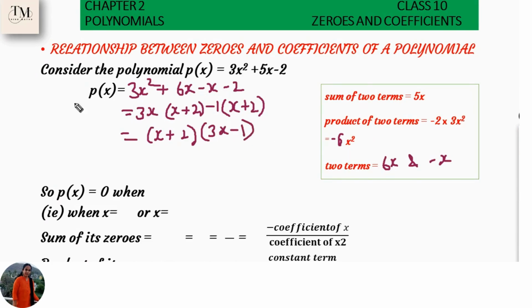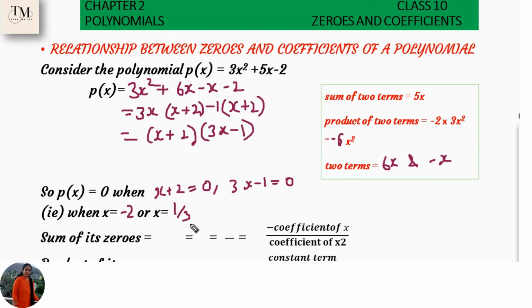3x minus 1. So in order to get p of x equal to 0, either x plus 2 should be equal to 0 or 3x minus 1 is equal to 0. So if x plus 2 is equal to 0, then x is equal to minus 2. If 3x minus 1 is equal to 0, then x is equal to 1 by 3, because 3x equal to, if minus 1 goes to RHS, then 3x will be equal to plus 1. Then x is equal to 1 by 3. So when x is equal to minus 2 and when x is equal to 1 by 3, we get p of x equal to 0.